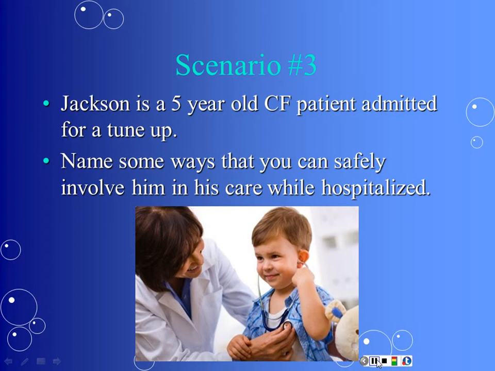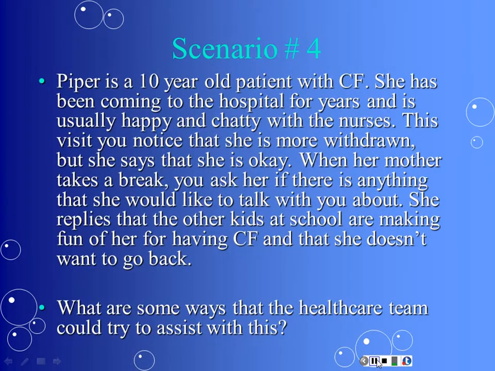Alright, Jackson's a 5-year-old CF patient admitted for a tune-up. Name some ways you can safely involve him in his care when hospitalized. What can we do with him? Give him tasks. He can hold his nebulizer. He can pick if he wants a mask or a pipe. You can have him help turn stuff if you need to. You can have him choose which meds he wants first, as long as it's not the bronchodilator and the corticosteroid. FYI.